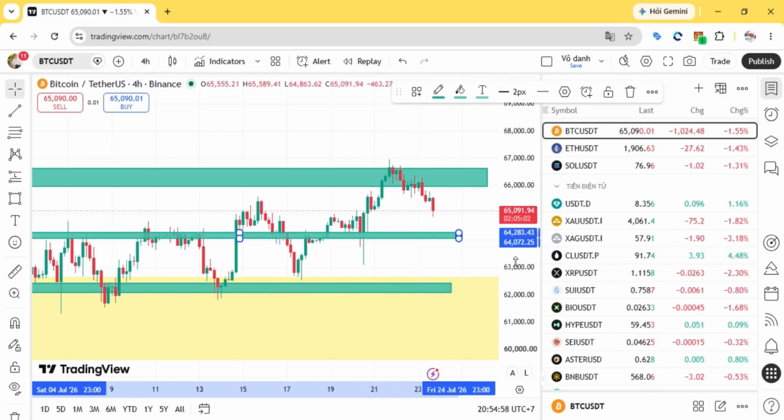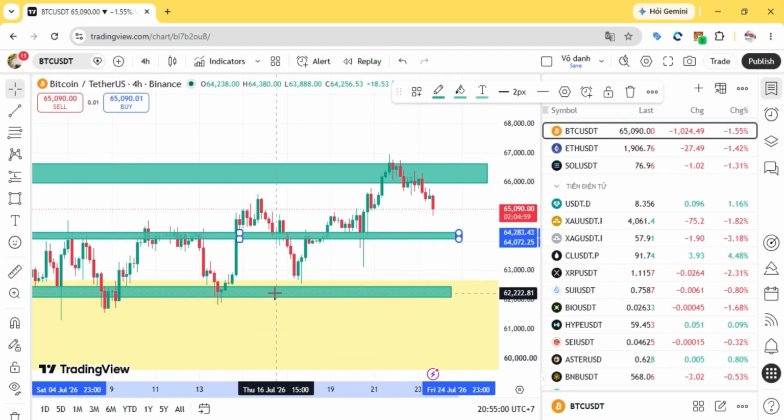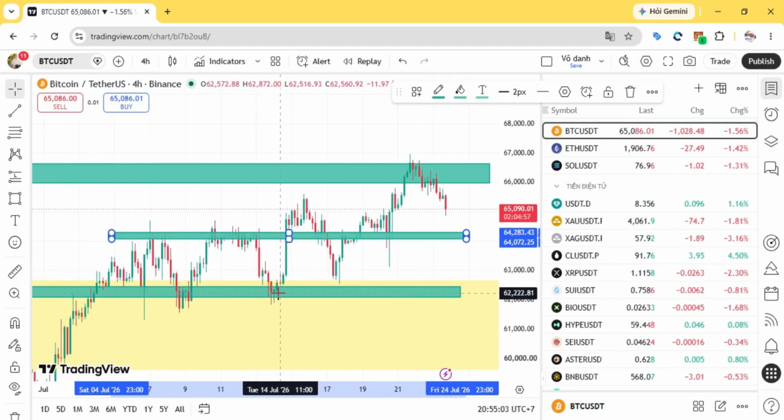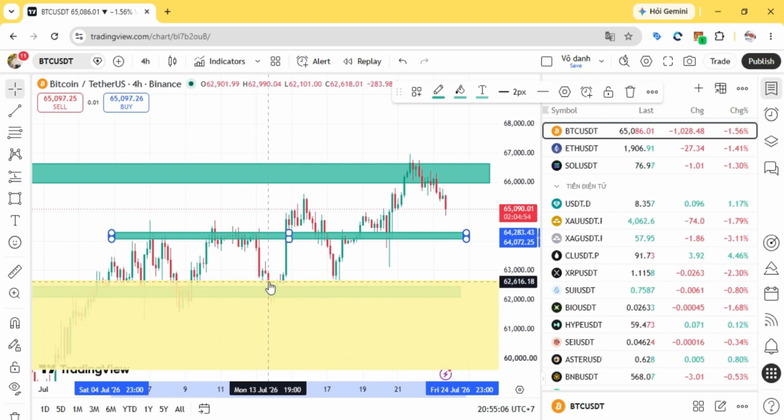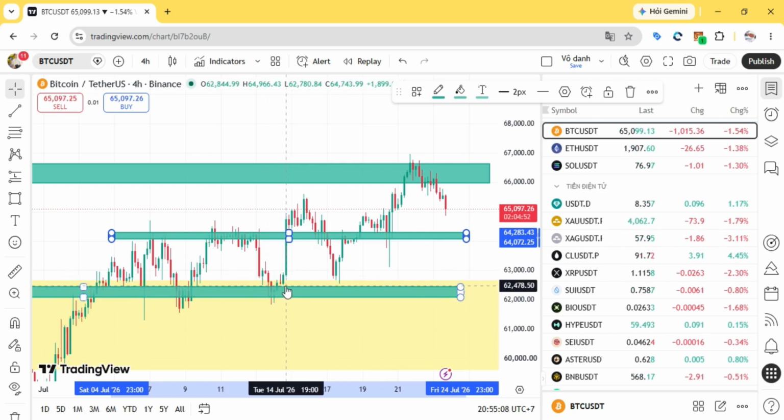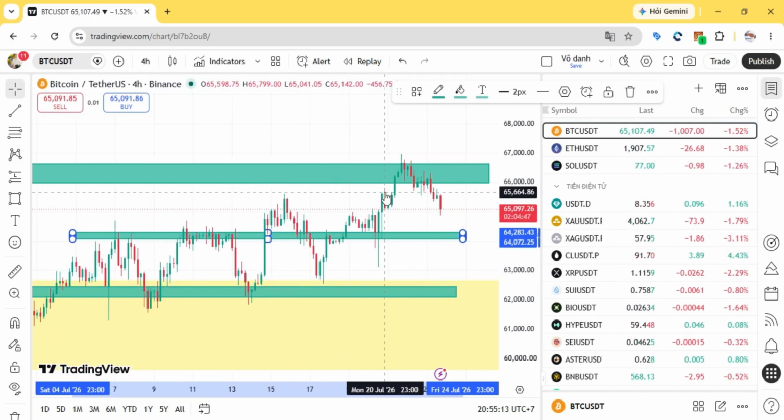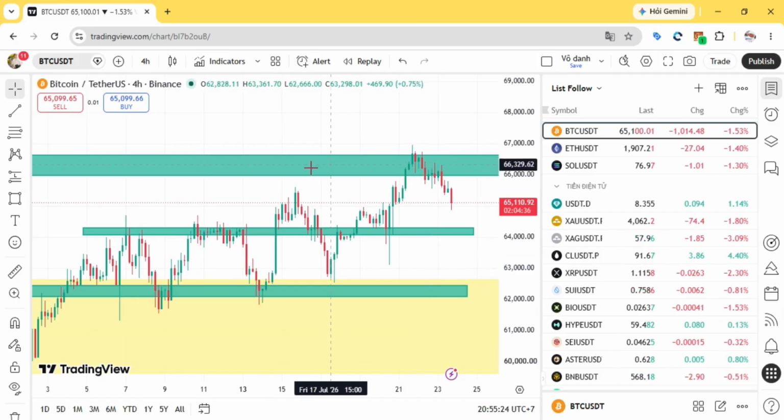So what do we need to determine? We only enter a long position at the support zone when a trend reversal candlestick pattern forms. The more candlestick patterns there are at the support zone, the higher the probability it will continue to rise. And we only short at the resistance zone. At the resistance zone, the more reversal candlestick patterns that form, the higher the probability it will continue to go down. In technical analysis, we have a 70-30 ratio. 70% is the chance to win and 30% is the chance to lose.